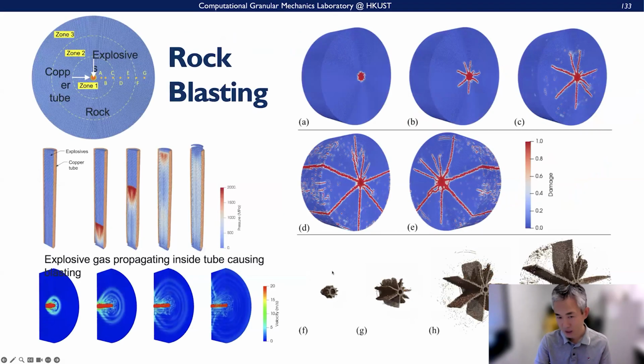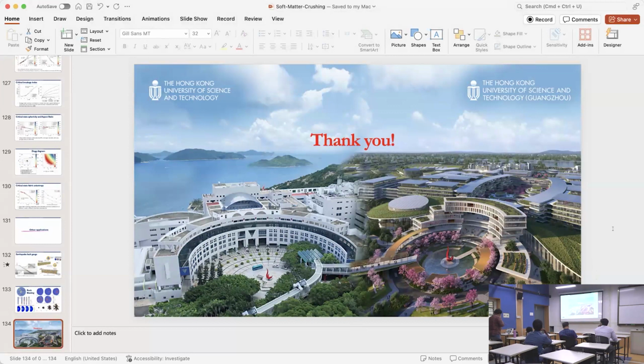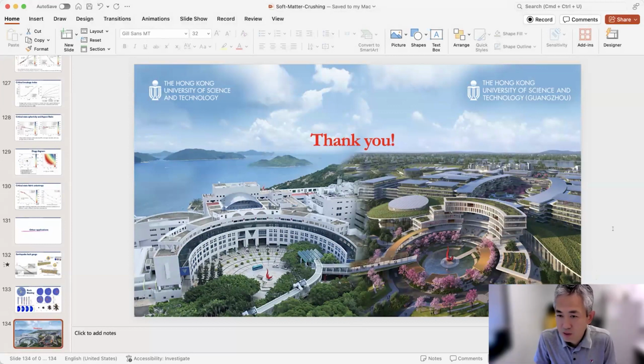And then there are also other applications like rock blasting, where you can use a similar approach that my group has done.